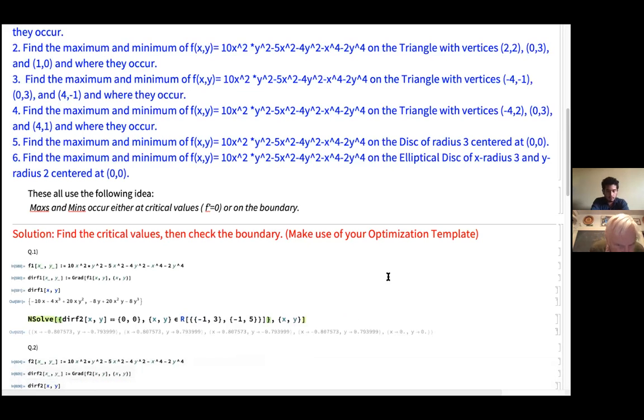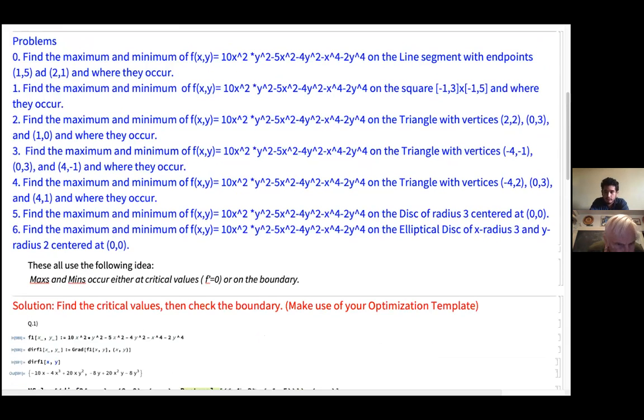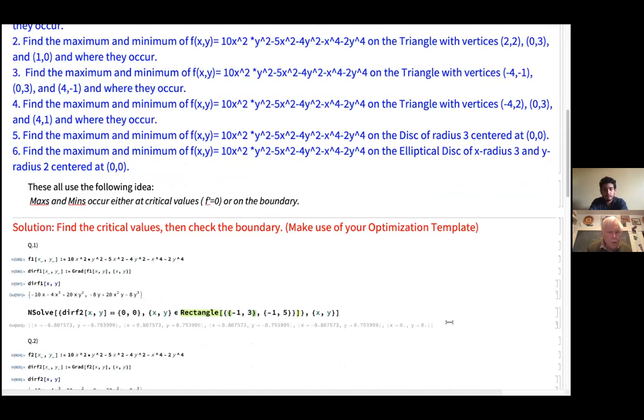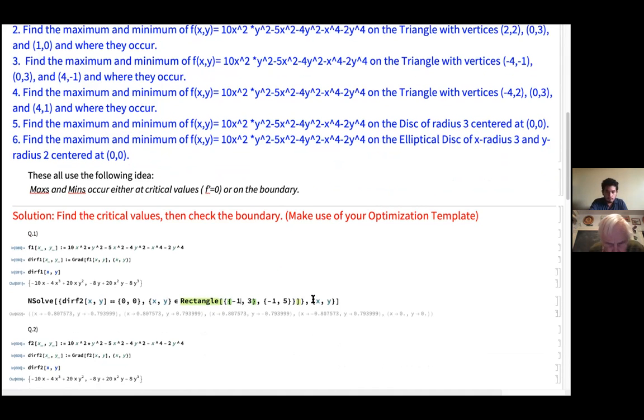I have tried this before, rectangle, but for some reason it wasn't accepting it. So rectangle of -1, 3, and -1, 5. Let's do this. Right at the end of yours, you have a comma, x, comma, y. Eliminate that. Okay, now let's try it.